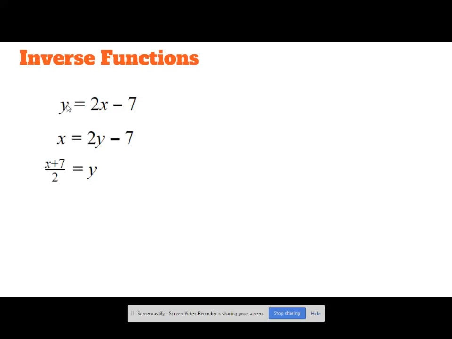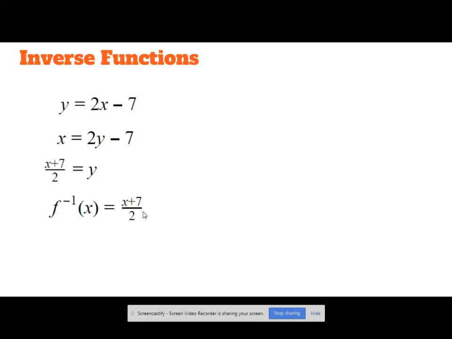So if the original function was y equals 2x minus 7, the inverse function is going to be y equals x plus 7, quantity, divided by 2. And that inverse notation, kind of like before where the function notation was f of x, the inverse function is f to the negative 1 power of x. So instead of y, we can write that, and that would be the final answer.